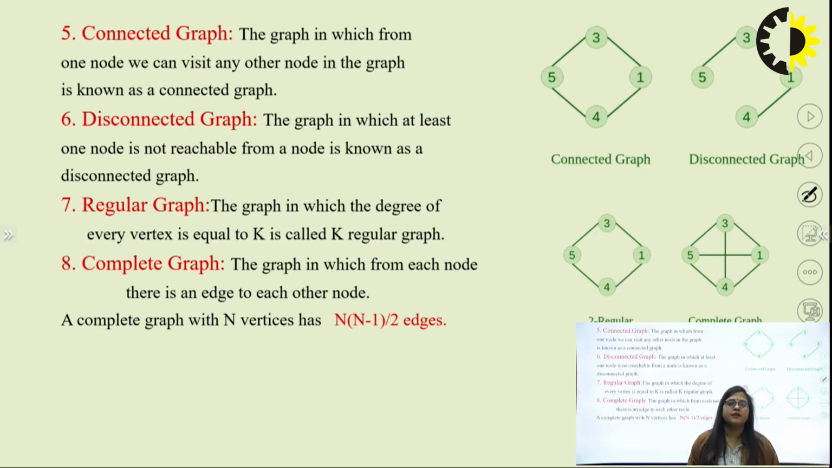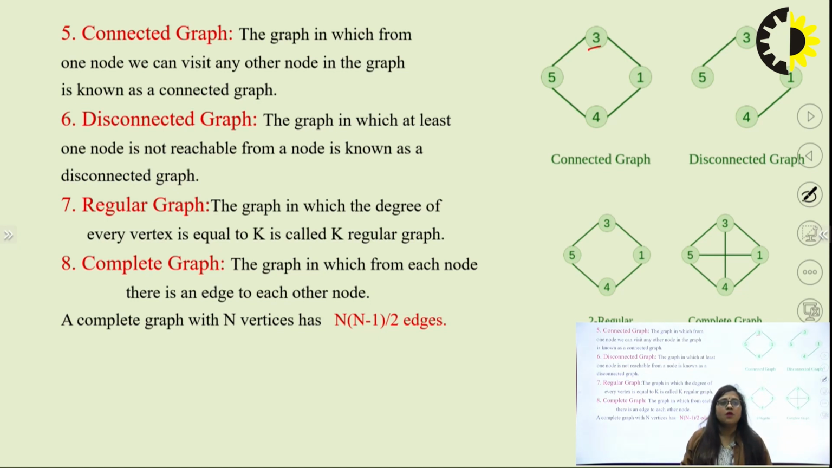Next one is connected graph. Connected graph means all vertices of a given graph are connected to each other by edges. You can traverse and reach each node with the help of another node using edges. Suppose we take 3 nodes, you can easily reach each node by edges, so it's called a connected graph.